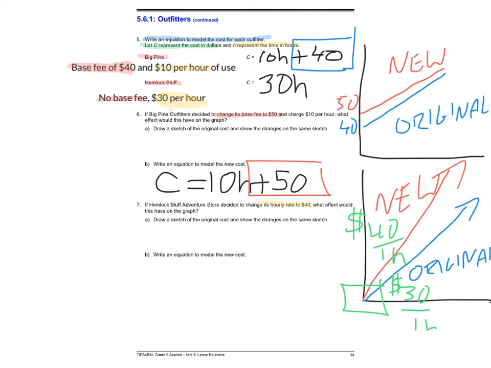We're also asked to make an equation. So, the original equation was shown up here, C equals $30 per hour. Well, our cost is now taken from our changed hourly rate to $40 for every hour.